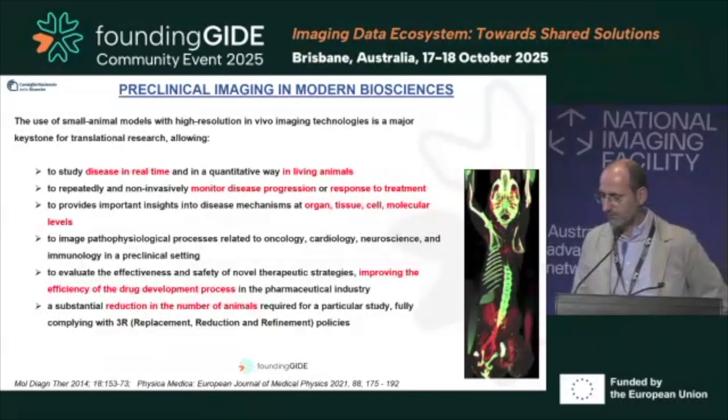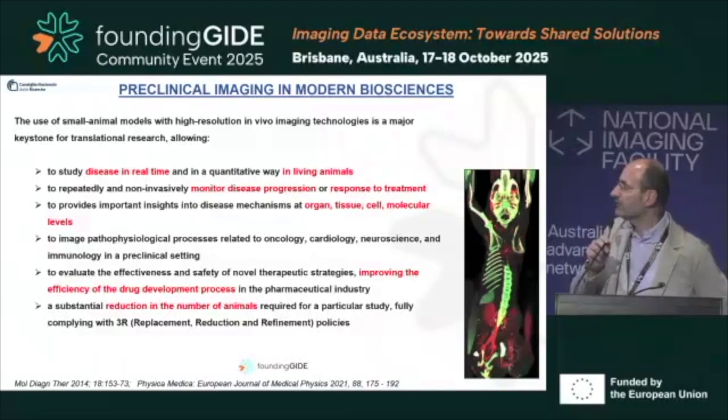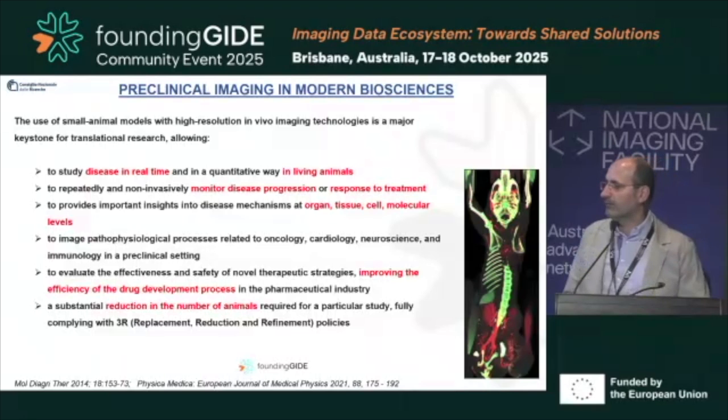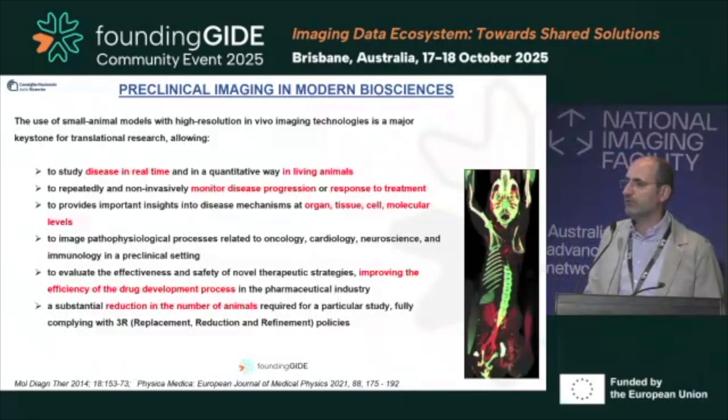Preclinical imaging is quite a smaller imaging community when compared to the biological or the clinical one. Of course, we are acquiring images in living animals, in order to detect and monitor disease progression, and evaluate the response to treatment. And thanks to the images, we can obtain information not only at organ and tissue level, but also down to the cell and the molecular level.